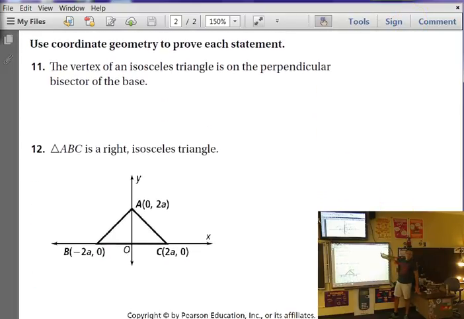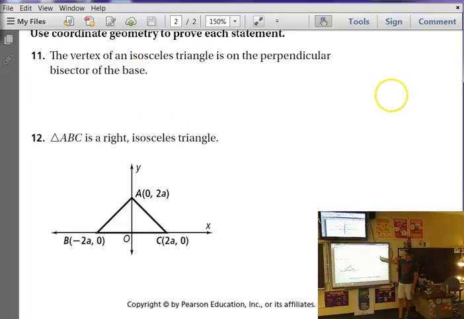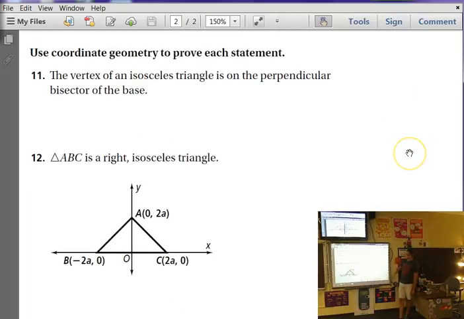Anything else? Yeah, Michelle. 11. Use coordinate geometry to prove each statement.